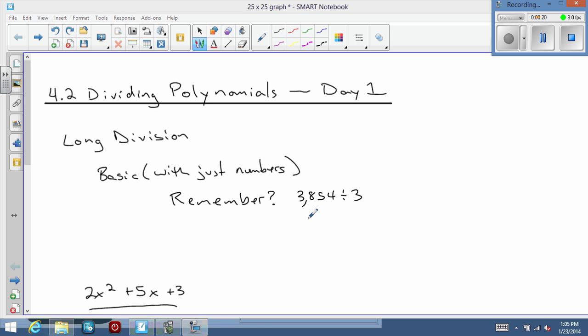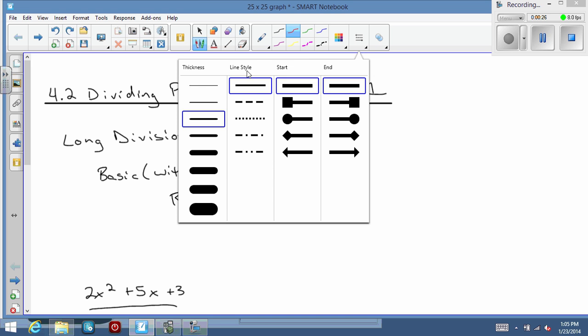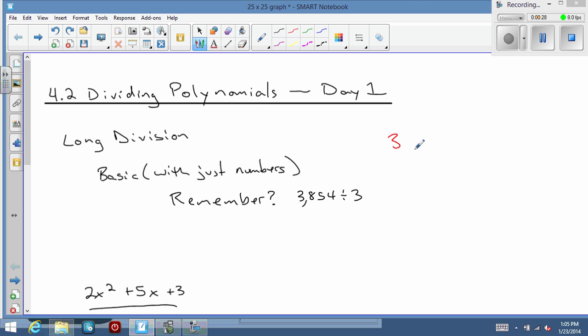So if we have to take 3,854 divided by 3, we would take the 3, write it out in front of the divisor box. We would put 3,854 underneath. So here what we're asking ourselves is how many times does 3 go into 3? We're just going to start with the first number and see if that works. And so 3 goes into 3 once. We're going to put the 1 over there. And then we take that 1, multiply it by the 3. We end up with 3, and we're going to subtract. 3 minus 3 is 0.